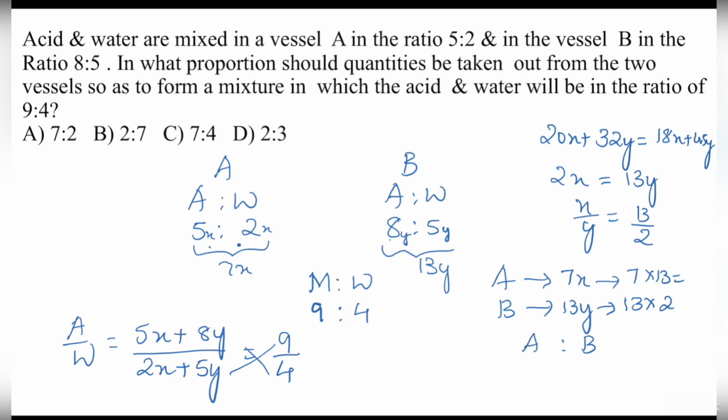Okay, in the new container, milk is to water. So, when we add together, so acid will be how much? 7 into 13 and B will be 13 into 2. So, 13 cancels. So, it is 7:2. Sorry, this should have been water. Okay. So, this is water. So, acid and water in new container are in the ratio 7:2. Option A.